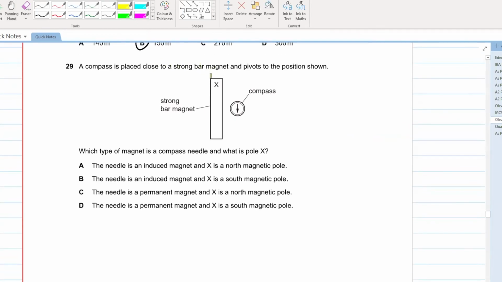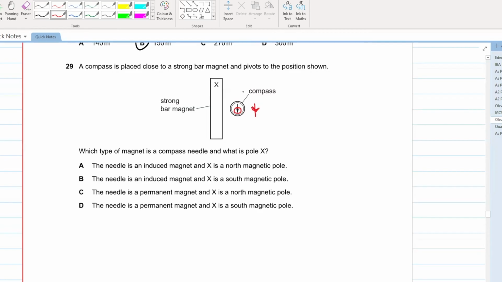Come to question 29. A compass is placed close to a strong bar magnet and pivots to the position shown. Perfect. This is the position of the compass. Which type of magnet is a compass needle and what is the pole X? Always remember that the needle of the compass points in the direction of the magnetic field. That means the direction of the magnetic field is like this.